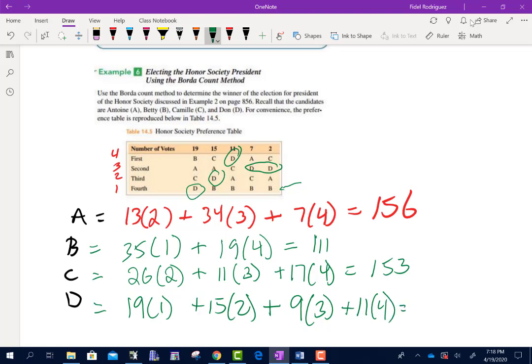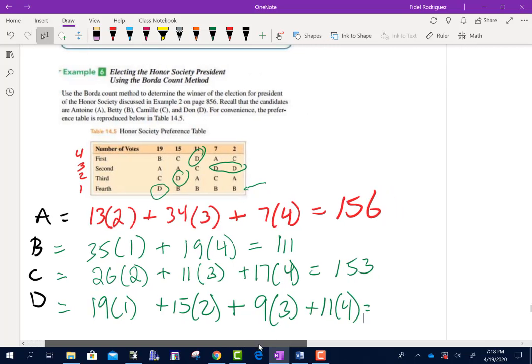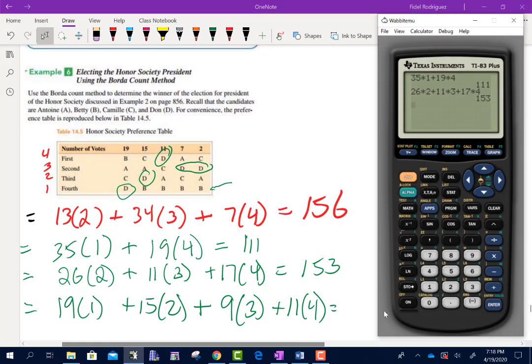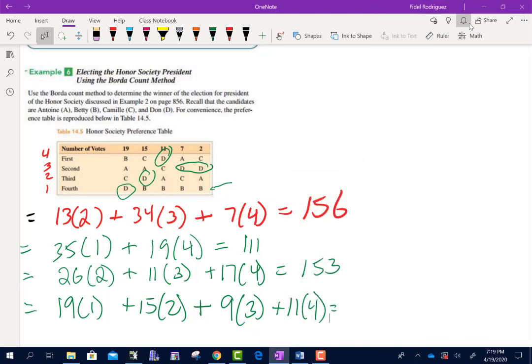Okay, equals. All right. So again, guys, I'm going to grab my calculator to do this part of the calculation. So I'm just going to move this over so that we can see everything. So I'm going to go 19 times 1 plus 15 times 2 plus 9 times 3 plus 11 times 4 equals 120. So I'm coming up with 120.